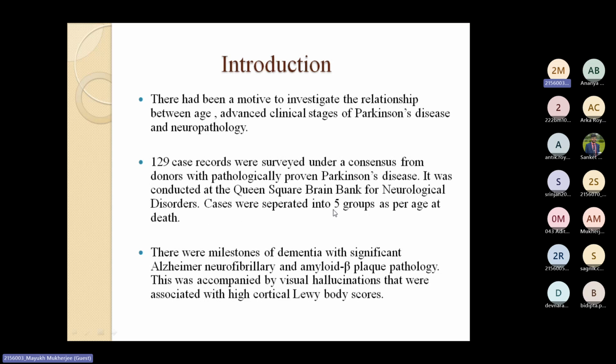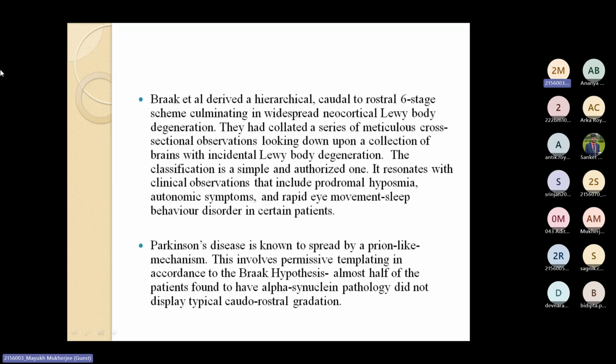The cases were separated into 5 groups as per the age at death. Several symptoms were observed in the patients, such as Alzheimer's neurofibrillary or amyloid beta plaque pathology. This was accompanied by visual hallucinations, which is a very important symptom to note in the study of Parkinson's. It was also associated with high cortical Lewy body scores. So here is an elaboration of the theory about the experiment, the consensus that was carried out.